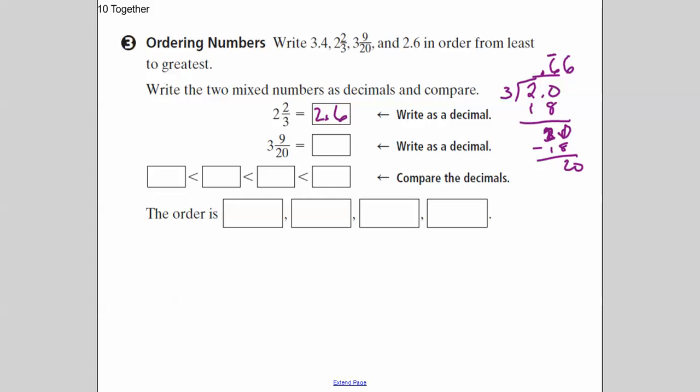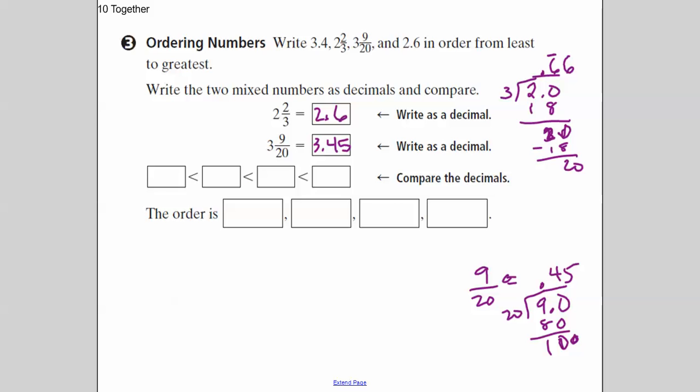Now I want to do 9/20ths. So I need to do 9 divided by 20, which is going to give me, if I could do this right, 45 hundredths. So it's going to be 3.45. So now I have everything as a decimal. So I've chosen to make everything into a decimal to compare. So now I can order.